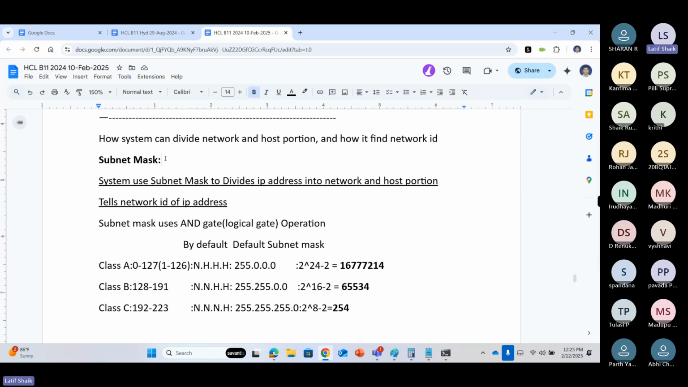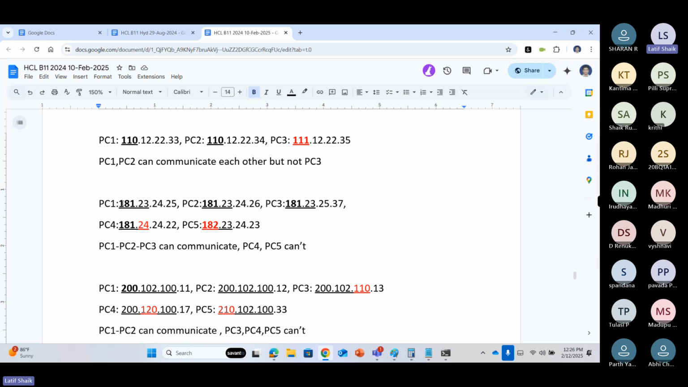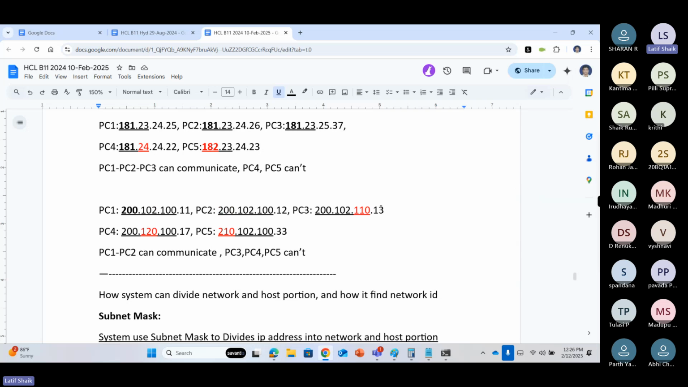Guys, you understand, right? What is the network portion, what is the host portion. If both devices are in the same network, they can communicate with each other. If the two devices are not in the same network, they can't communicate. That's what we understand based on the default network and host portions.